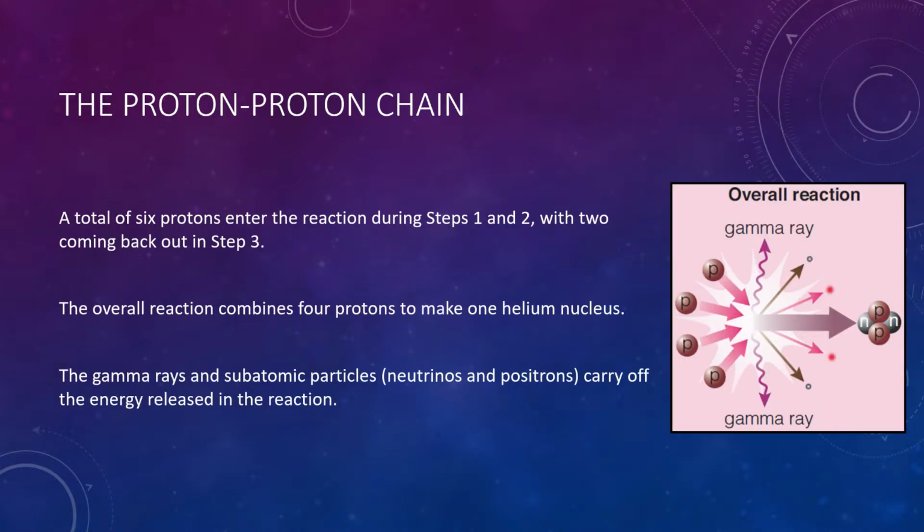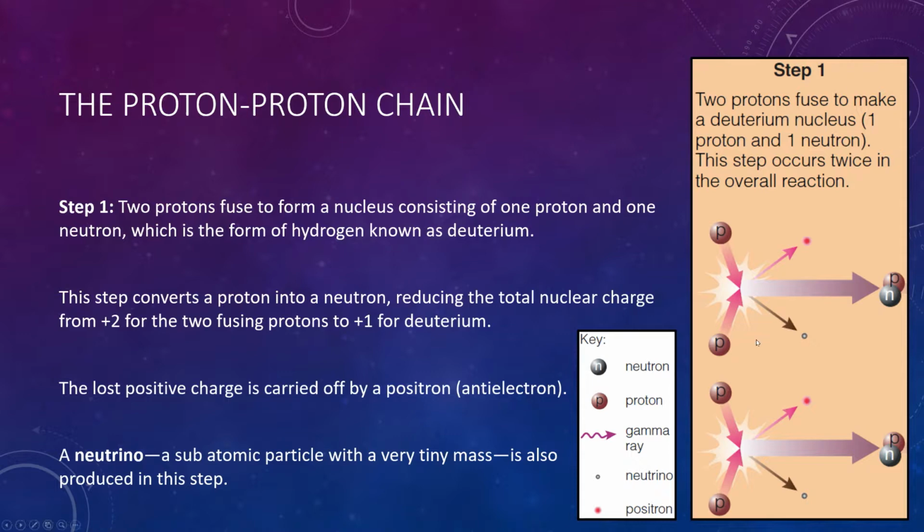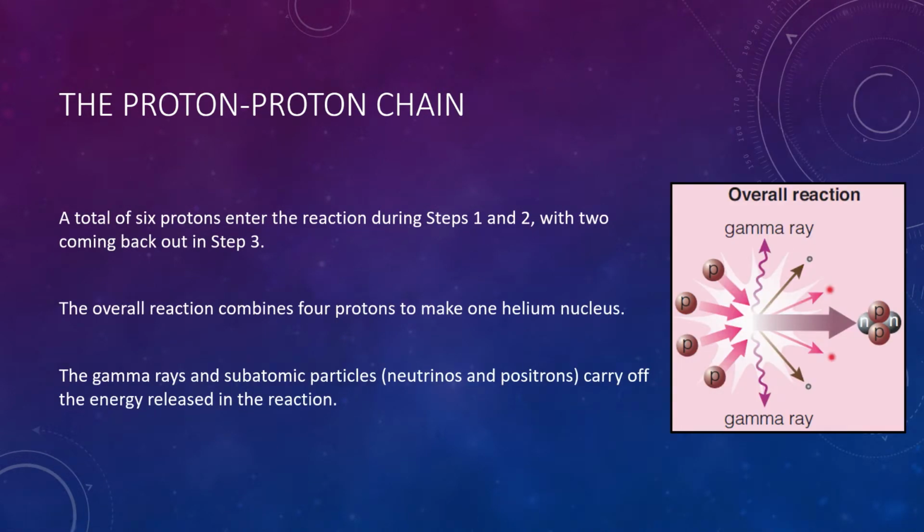Notice that a total of 6 protons enter the reaction during steps 1 and 2, right? So let's go back for a second. In step 1, we gain 4 protons coming together to do this. And then we also add in 2 more protons to do this. So it's a total of 6 protons that are coming together.